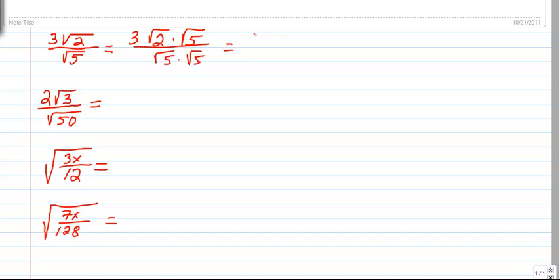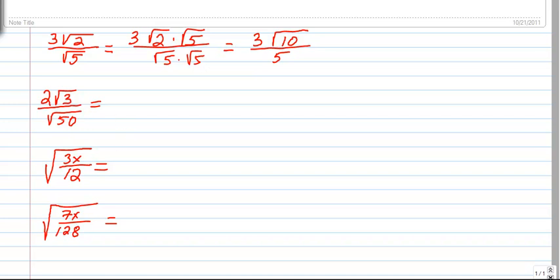So in the numerator, the coefficient stays the same, and then we utilize the rule, the product of two radicals, and radical 2 multiplied by radical 5 is just radical 10. And radical 5 multiplied by radical 5 is just 5, and this is our final answer for this problem.